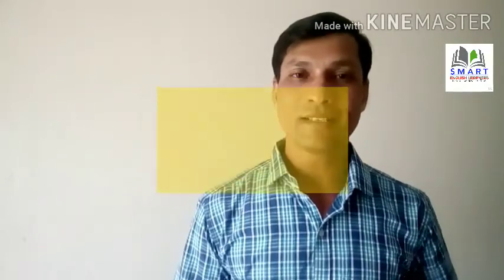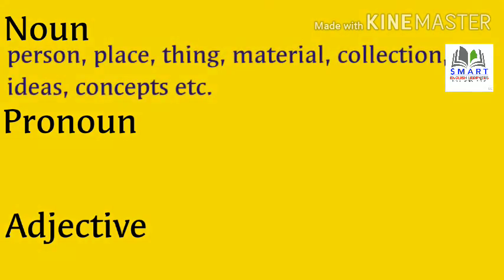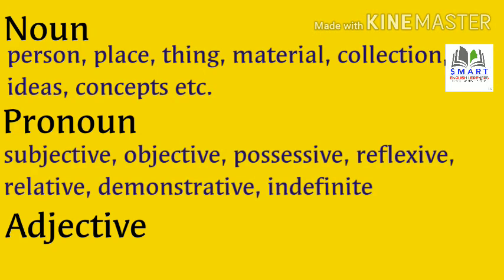So today in this video we have learnt noun, pronoun and adjective. Noun is a name given to a person, place or thing, or sometimes a material or collection of things or ideas and concepts, etc. Then we studied pronoun. Pronoun takes the place of a noun. There are different types of pronoun like subjective pronoun, objective pronoun, possessive pronoun, reflexive pronoun, relative pronoun, demonstrative pronoun, indefinite pronoun, etc. depending upon the function they perform in the sentence. Then we studied adjective. Adjective talks about a noun. It gives more information about a noun. This was all for today.